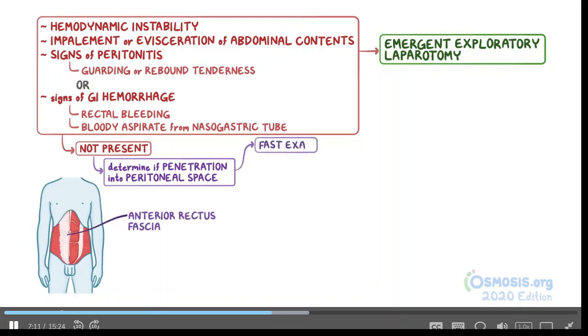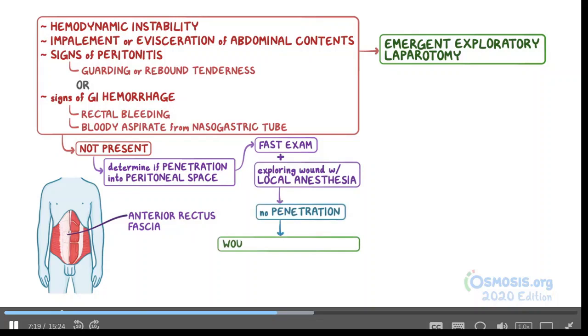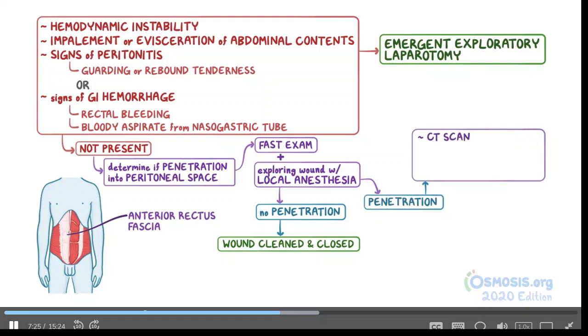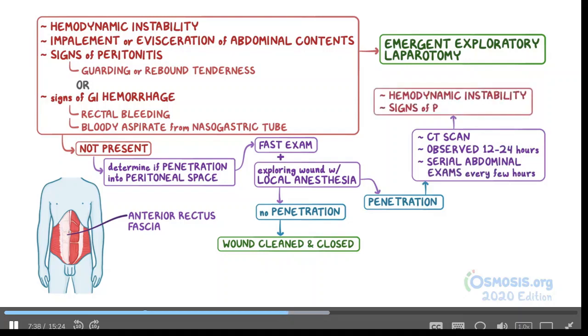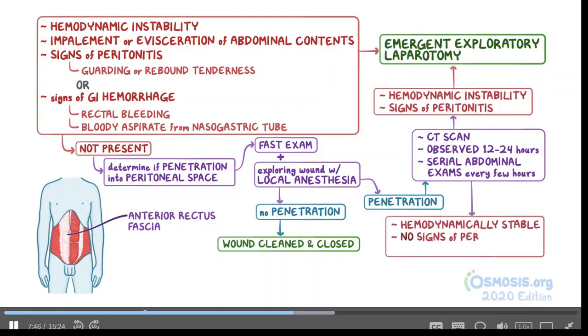This can be done with a FAST exam, which will show free fluid, done in conjunction with exploring the wound under local anesthesia. If there doesn't seem to be peritoneal penetration, then the wound should be cleaned and closed. If there is peritoneal penetration, a CT scan is done to delineate specific organ injuries. Then, the individual is observed for 12 to 24 hours, and during that time, serial abdominal exams are done every few hours. If they develop hemodynamic instability or signs of peritonitis, they're taken for an exploratory laparotomy. If the individual remains hemodynamically stable, doesn't develop signs of peritonitis, and is otherwise stable, they're typically discharged home.